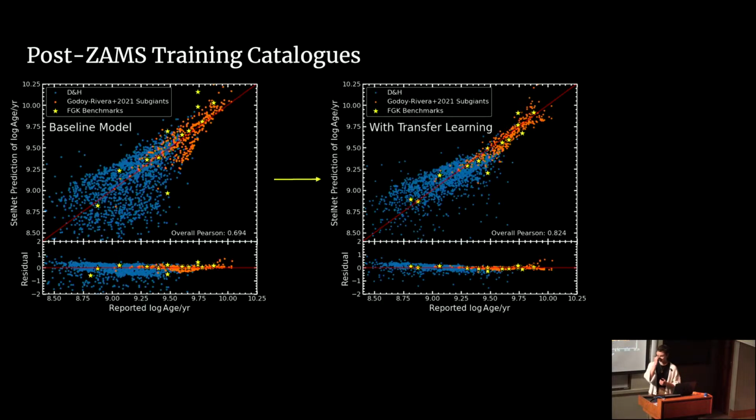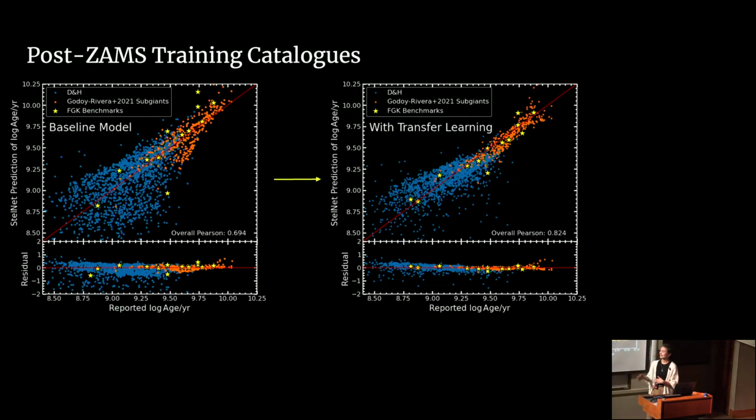So the next 4 slides are all going to be very similar. So I will explain this one in detail and then go quicker through the rest of them. These plots are just showing StelNet's prediction of a certain stellar parameter, in the case of this slide, age, and on the x-axis, the reported or ground truth value. On the left-hand side, we'll show the baseline model's performance, so that's the one that's only seen MIST isochrones.